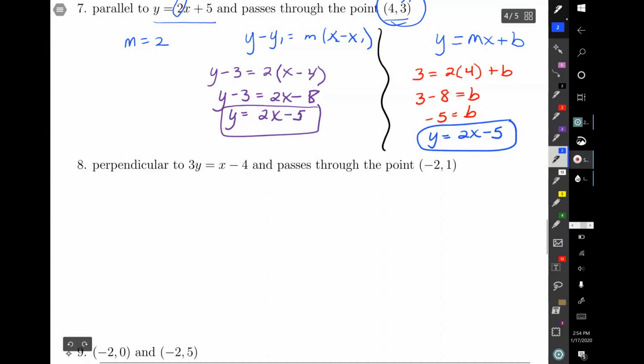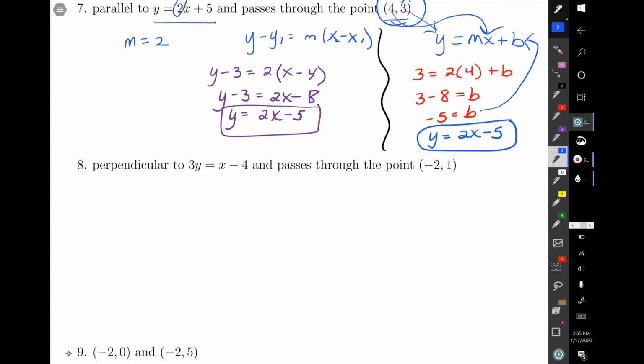The other method, I am just putting the x and y values in to y equals mx plus b form. And so I have 3 equals 2 times 4 plus b. And then I subtract 8 from both sides, and I get minus 5 equals b. I wrote out the steps, but you don't have to do all that. And then the b just gets subbed in for b in the form. 3 goes in for y and 4 goes in for x. So I get the same answer, y equals 2x minus 5.